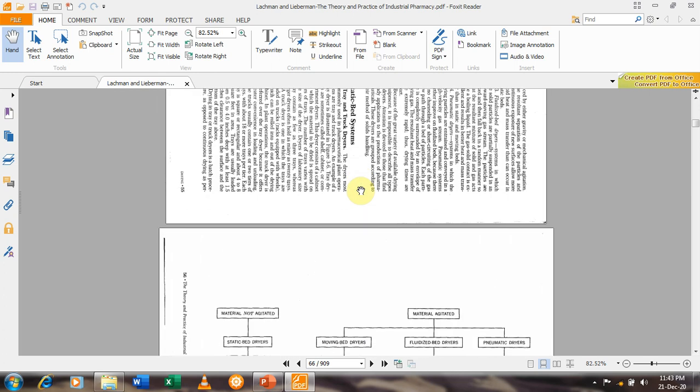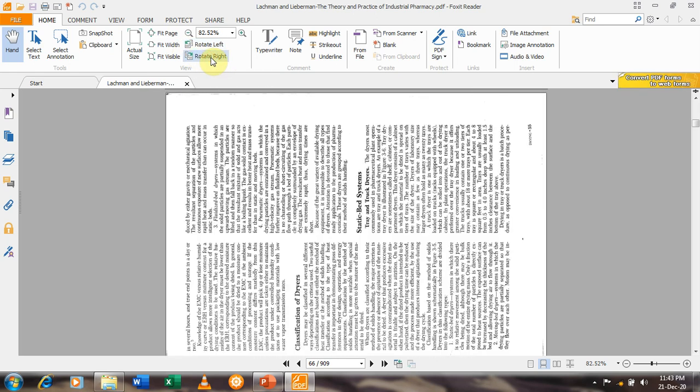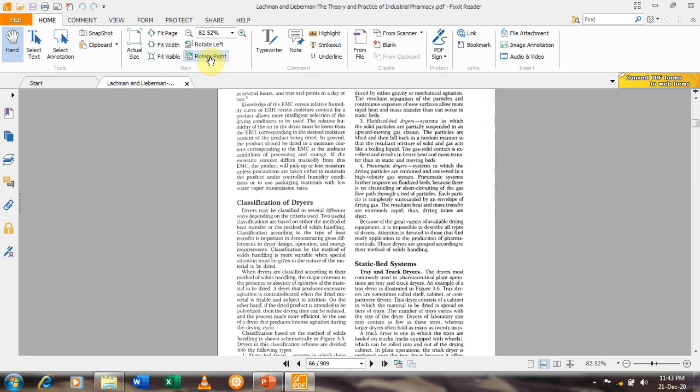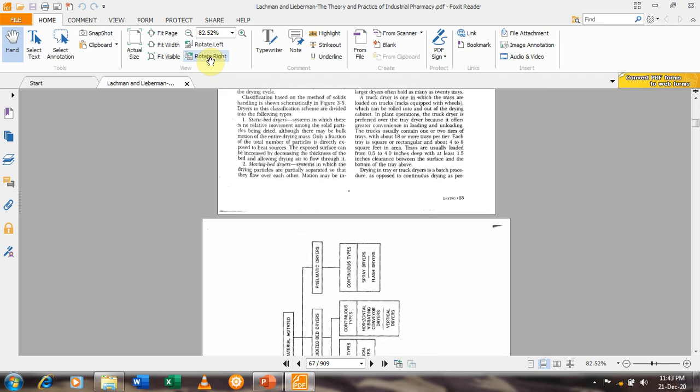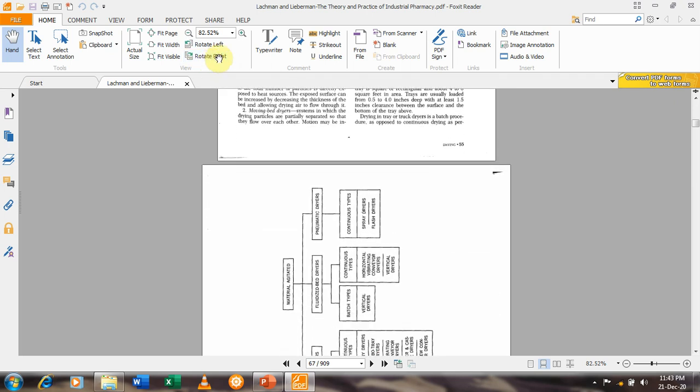That we have considered on page number 55 to check this diagram, figure on page number 56, in Lachman and Lieberman, The Theory and Practice of Industrial Pharmacy, second edition. That is additional information regarding the classification of dryer on the basis of solid material handling.